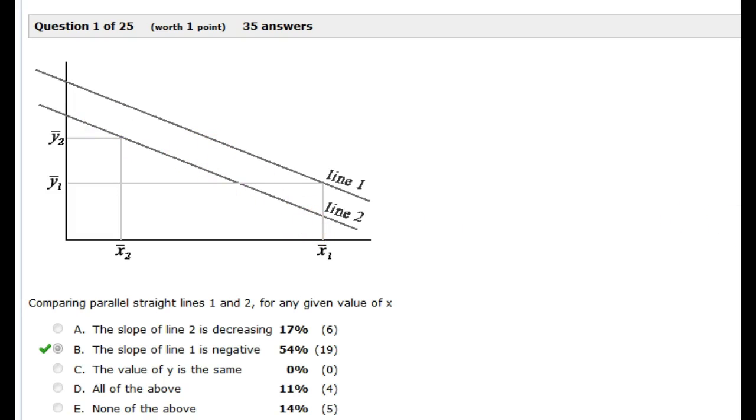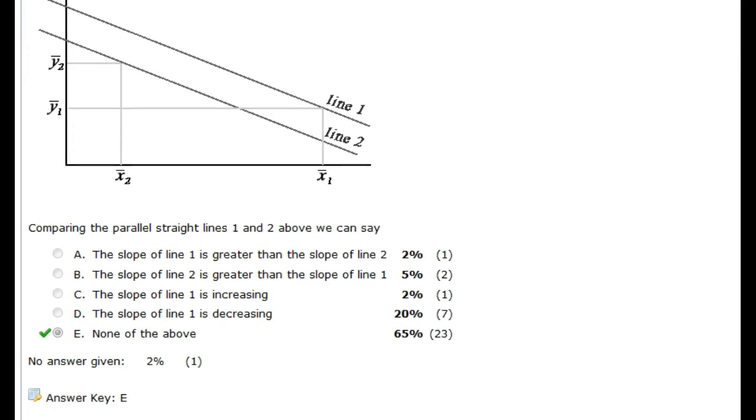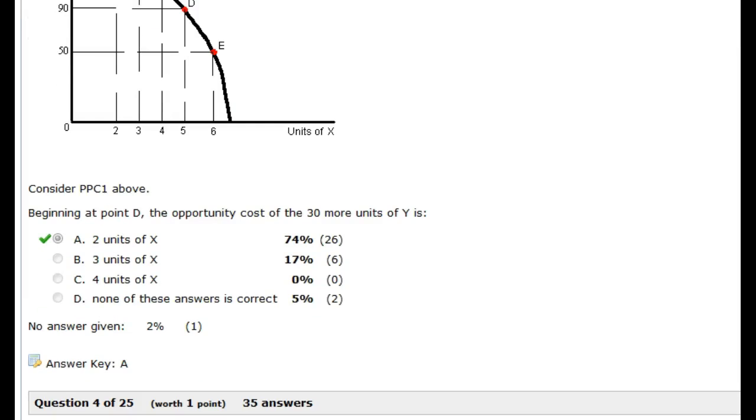All right. Next one here. None of the above is the correct answer. Some people said, again, the slope of line 1 is decreasing. It is not. It is constant. It's negative, but constant. So get those ideas down.